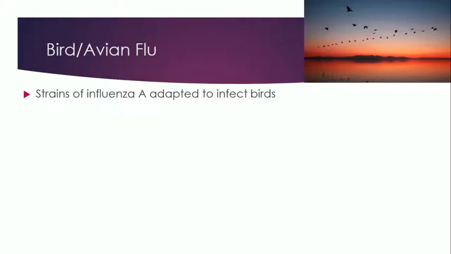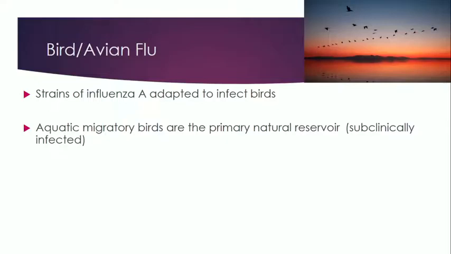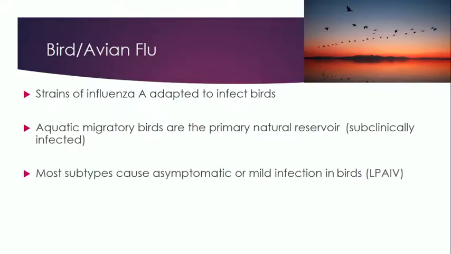Okay, so I'm going to switch track again and talk about avian flu. So what exactly are these? These are strains of influenza A adapted to infect birds. The primary natural reservoir are the aquatic migratory birds, very often ducks, and these are known to be subclinically infected.